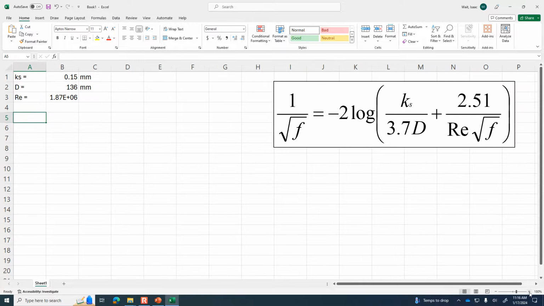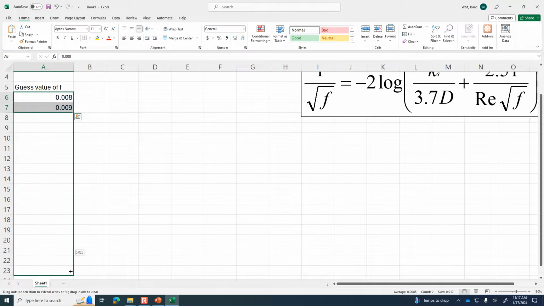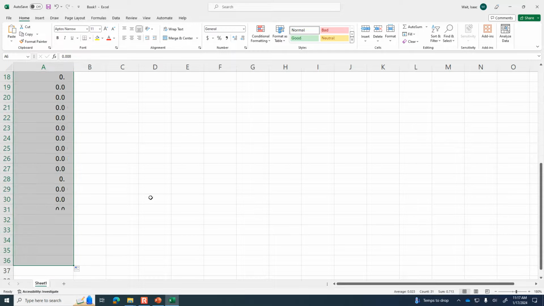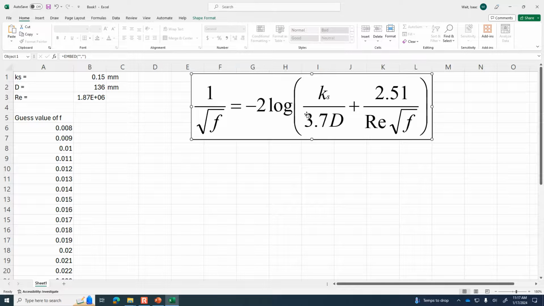I'm going to start with a guess value of F. And just so things aren't confusing, I'll do the lowercase there. So I'm going to start with a bunch of guesses of F. And F typically starts as low as 0.008 and goes through 0.0038. So I don't know yet what the F value is, so let me just put them all in there. My approach is I'm going to calculate the left-hand side of the equation and the right-hand side of the equation and then look for the difference. When the difference is 0, that tells me I have the right F value.